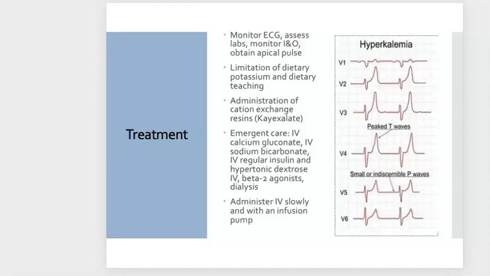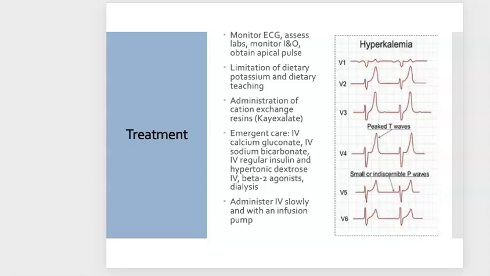How are we going to treat it? So we're going to monitor EKG, assess labs, monitor intake and output. Always take an apical pulse. We're going to limit the dietary potassium, and we're going to teach patients that have a history of hyperkalemia to try to avoid medications that are high in potassium. In some cases, we are going to administer a medication called Kayexalate. Kayexalate is a medication that induces a bowel movement. What happens is the potassium will bind to it and they'll excrete it in their stool.